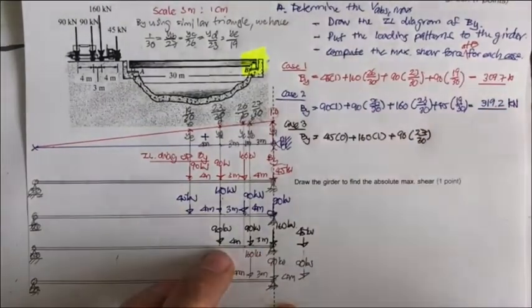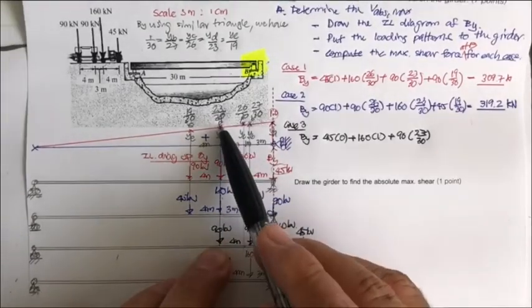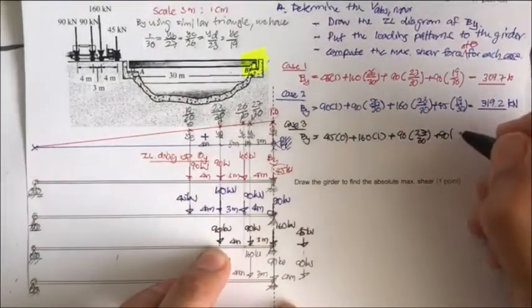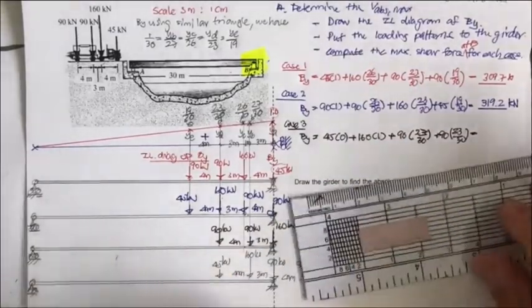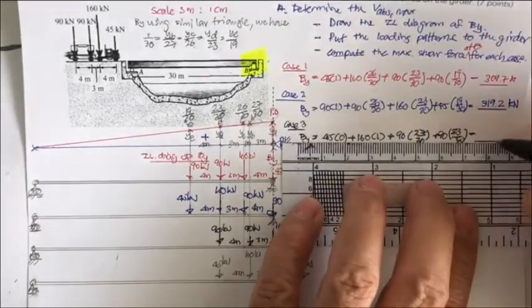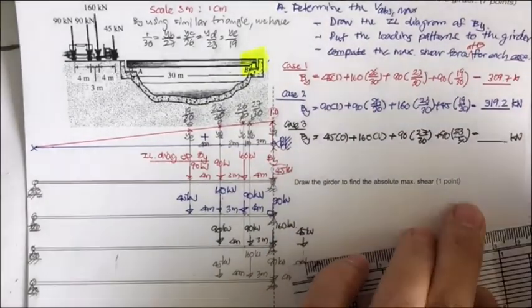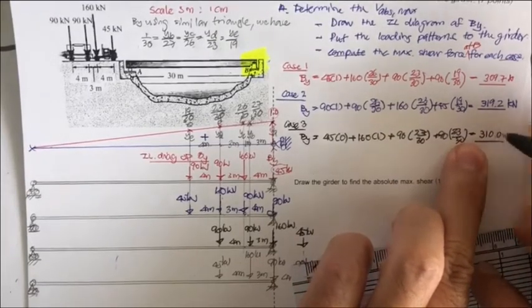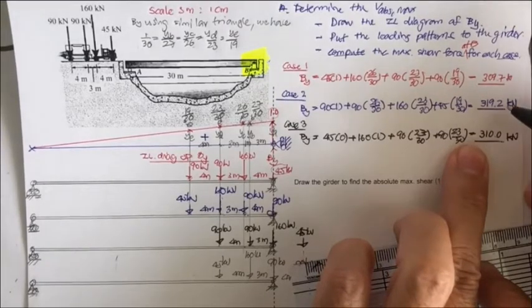Okay, and another 90 kilonewton, that is 7 meters. So it's times this, plus 90 times 23 over 30. And then you get the result for the third case. Okay, and you put this one into kilonewton. And if you do it slowly, you may get 310.0. It's larger than the first case, but it's less than the second case.